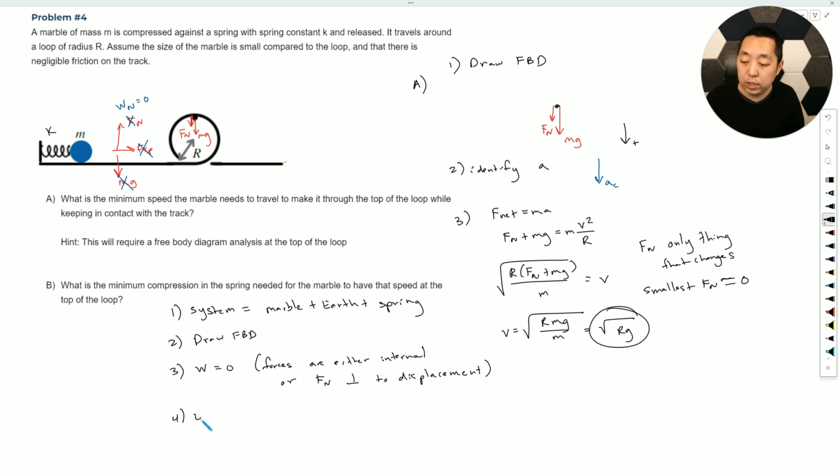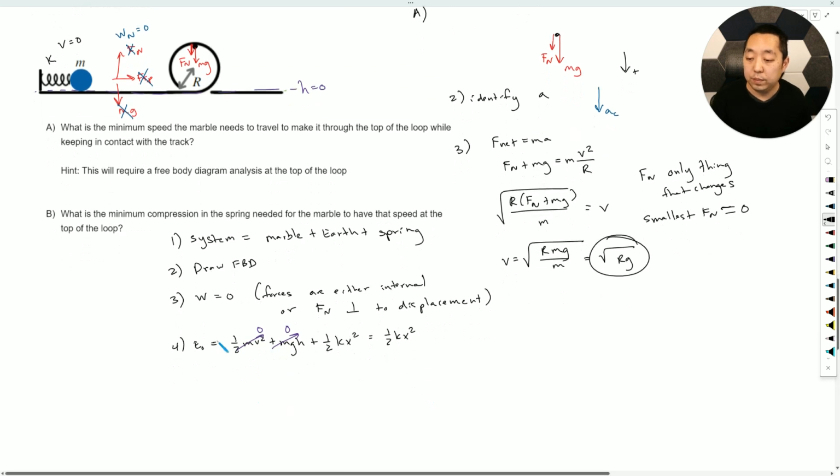What's the initial energy? The energy at the start of the motion: we've released it from rest, so the velocity is 0 down here. If we think about the three forms of energy, we have kinetic energy, gravitational potential energy, and spring potential energy. Kinetic energy is 0 because it's not moving. For gravitational potential energy, we make the ground, the lowest point of the motion, h equals 0, so there's no gravitational potential energy. There's just some spring potential energy. It's 1/2 kx squared.